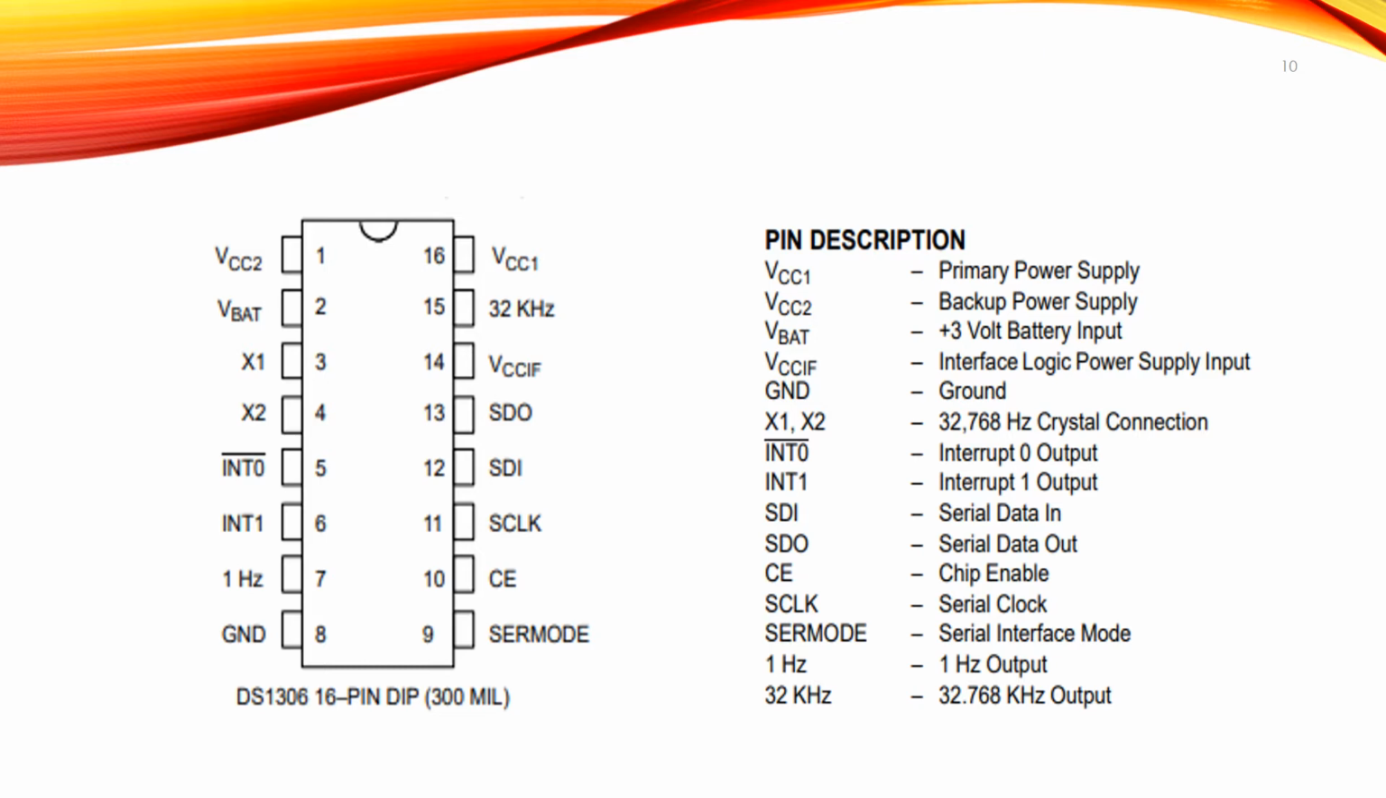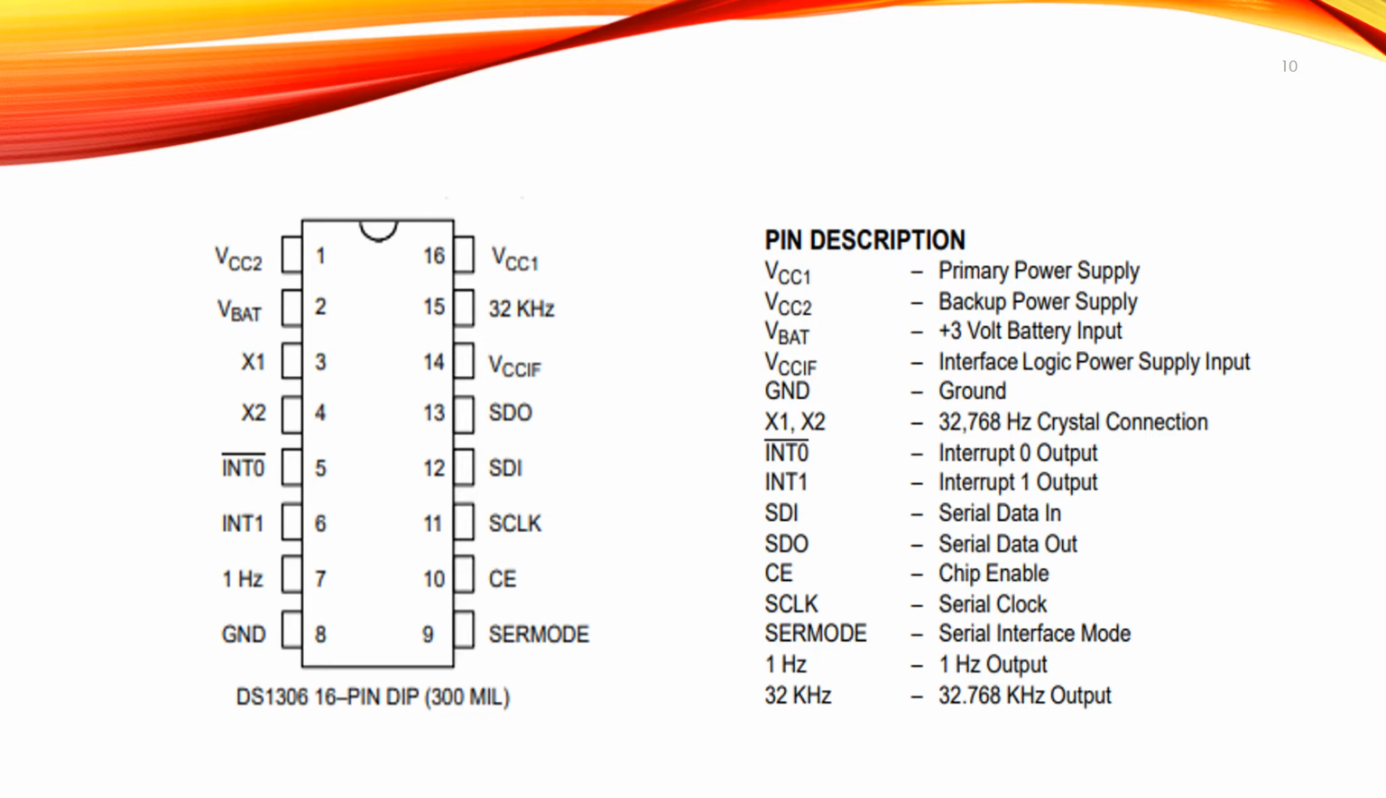then X1 X2 for oscillator, INT0 bar and INT1 bar, interrupt 0 output and interrupt 1 output, SDI and SDO serial data in and serial data out, CE chip enable, SCLK is serial clock, SERMODE, that is serial interface mode, 1 Hz output and 32.768 kHz output.